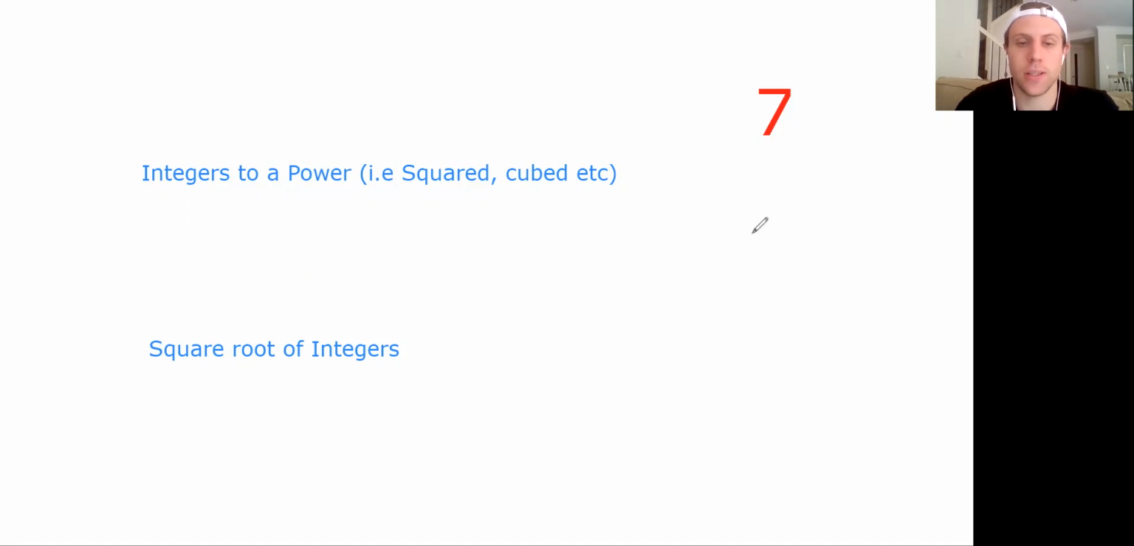We're also going to look at doing the square root, which is basically the opposite approach to squaring a number. We're going to take the square root of integers as well. And our big focus number for today is the number 7, lucky number 7.